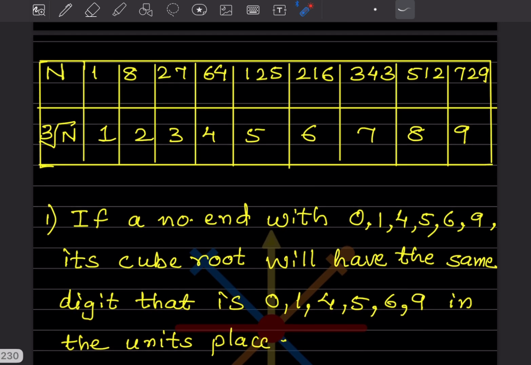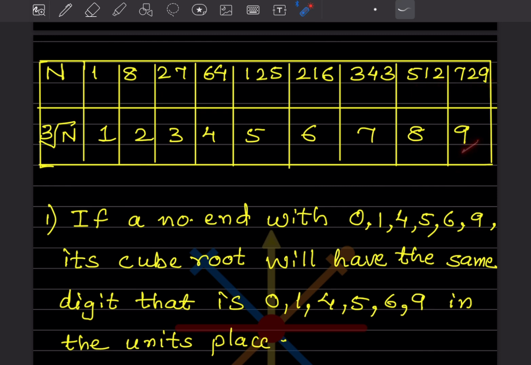This is the table given. Whenever there are the numbers 1, 8, 27, 64, when we take the cube root of 1, that is going to be 1. The cube root of 8 is going to be 2. The cube root of 27 is going to be 3. 64 will be 4, 125 will be 5, 216 will be 6. The cube root of 343 is going to be 7, 512 is going to be 8, 729 is going to be 9.